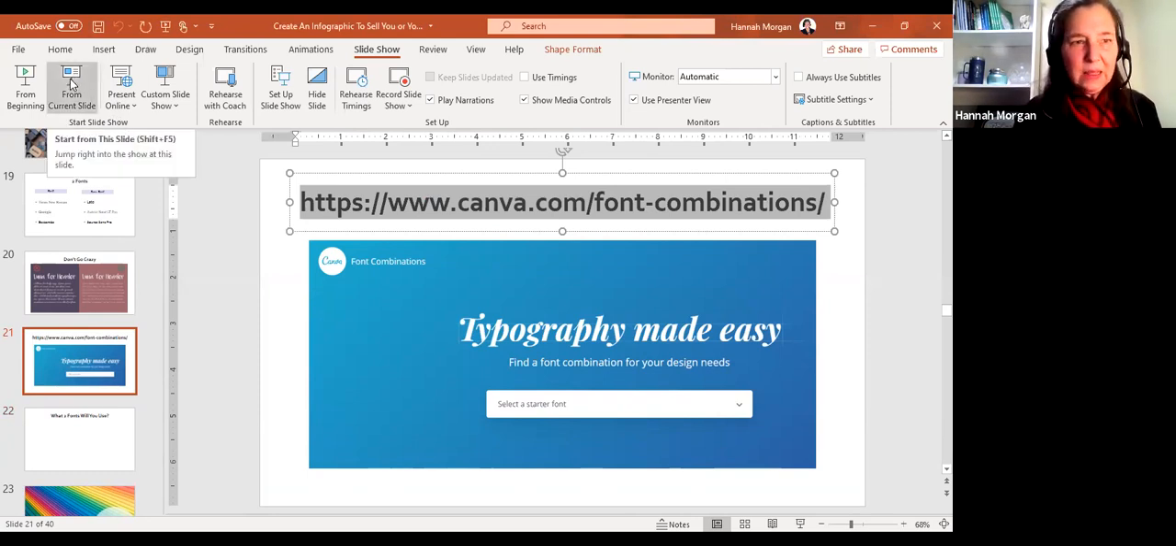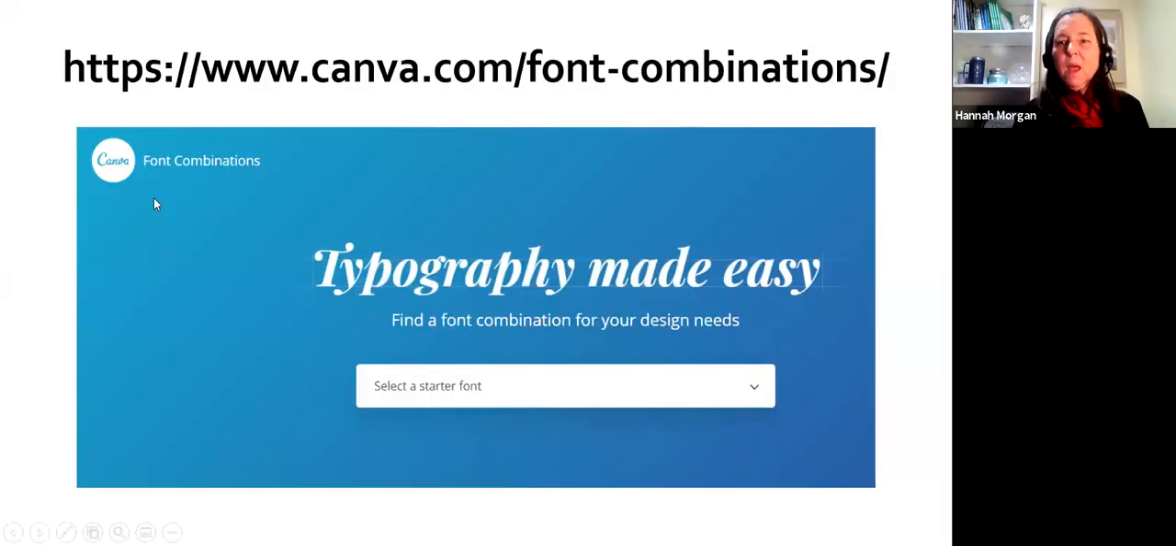If you open up that link that I'm showing you now, that's in the chat box, it will ask you to select a starter font. That would be the font that you would want for your header, let's say. So you can scroll down through and select a font that you like the looks of for your header. And then when you click on that, Canva Font Combinations will pick for you a nice font that goes along with it. So go ahead and play with that right now. Pick a starter font and then a pair.